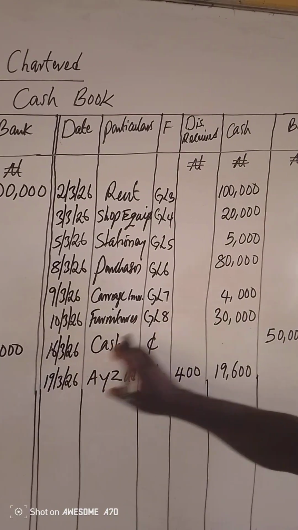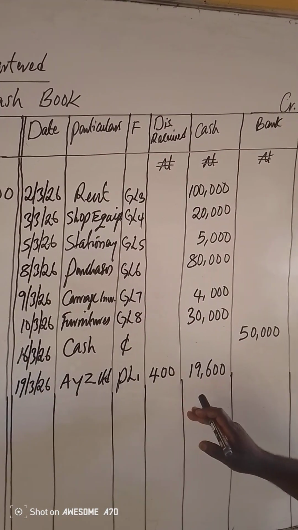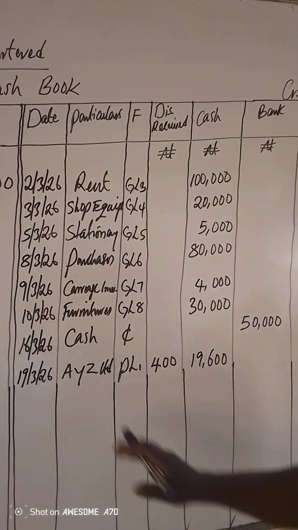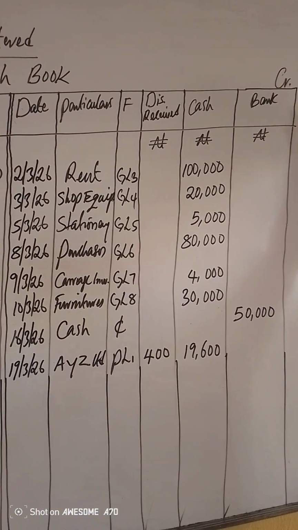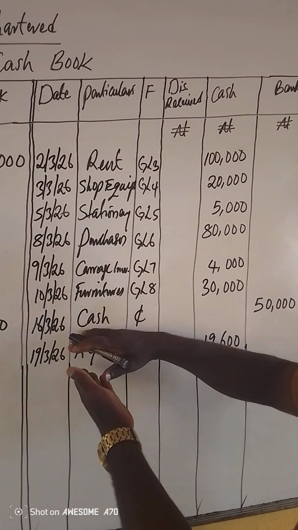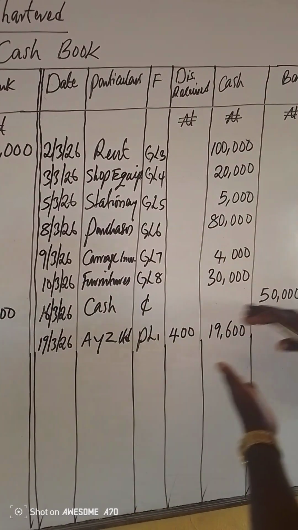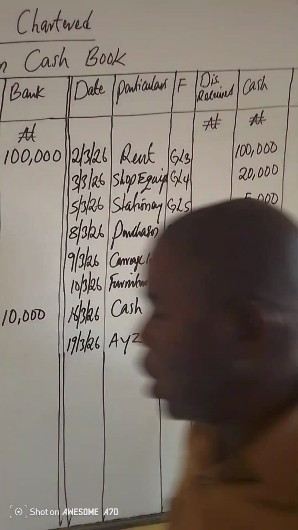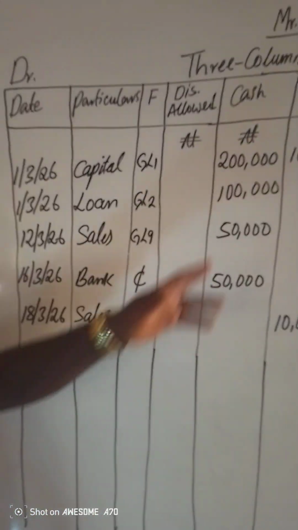And how much is that? It's 50,000. This sign represents contra entry. Either you put a normal C or you can cross it. It's the sign for contra entry. So bank is giving, and then cash will be receiving 50,000. They will now come to the debit side, which is the receiver account. The receiver account now is cash.